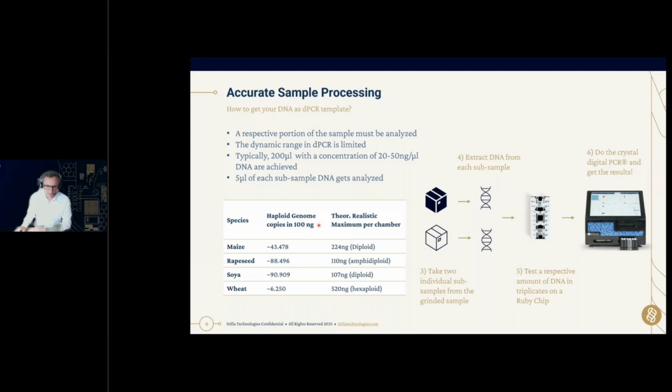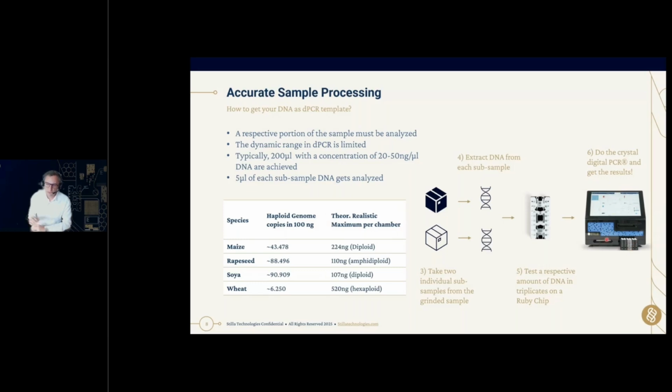table of how many copies we are expecting inside of 100 nanograms, and how many copies fit on one of the chambers of, for example, our Ruby chip. So our Ruby chip is the tool where the digital PCR takes place. Basically, we mix our DNA together with the master mix and the primer and probes inside of one of these chambers, and this then gets processed in our digital PCR machine, which is here the NIO.